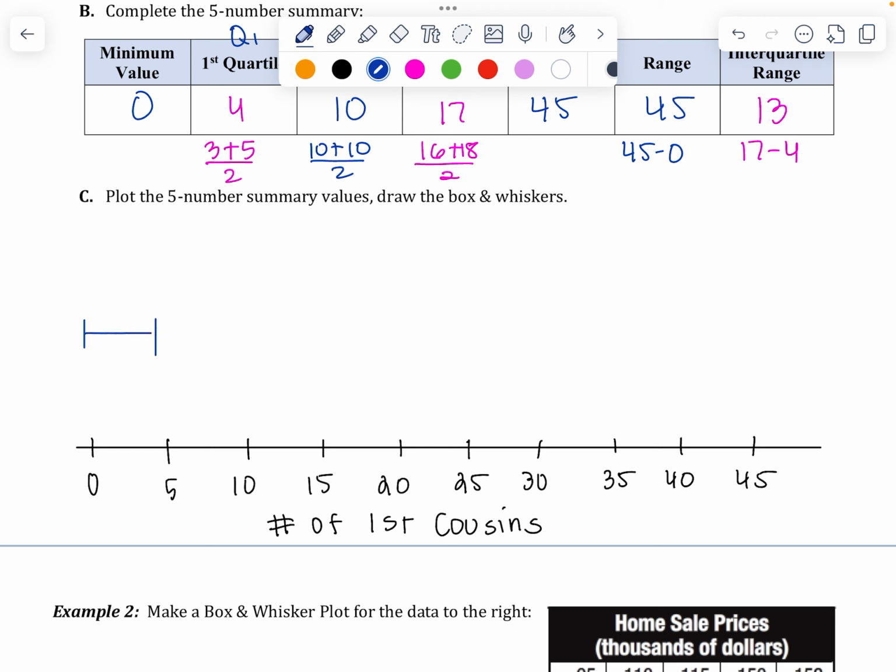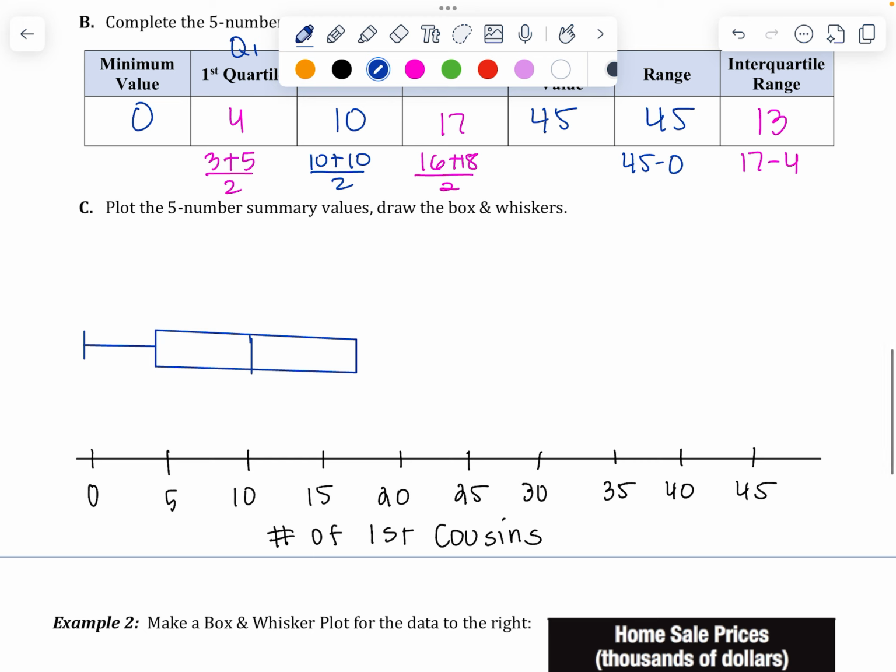And you can connect those now if you want, because that's your whisker right there. Then you're going to put a line at your median, which is 10. And then one at Q3, which is 17. And then you're going to make those 3 lines, Q1, median, and Q3, into a box. Now lastly, you're going to put your max, which is 45. And then you are going to make your last whisker right there. And there's your box plot.